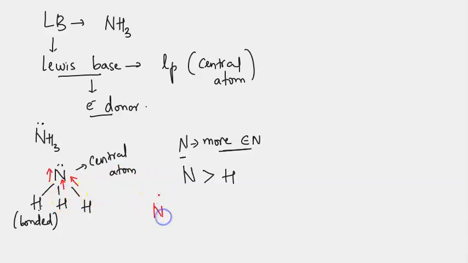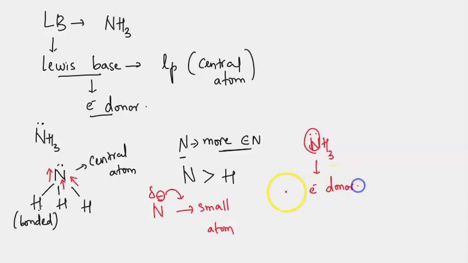So nitrogen will have more partial negative charge on it, and nitrogen being a small atom, it cannot hold such a high negative charge. So it will try to donate the lone pair of electrons to another element or a molecule which is in need of electrons. So in ammonia, the nitrogen atom acts as a very good electron pair donor. Hence the ammonia molecule is a strong Lewis base.